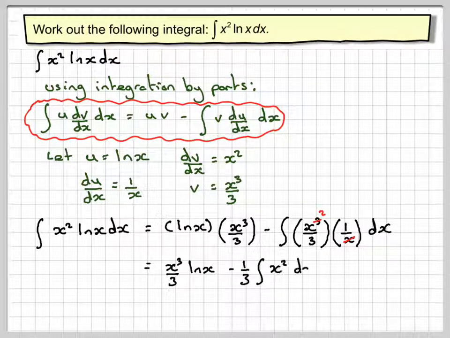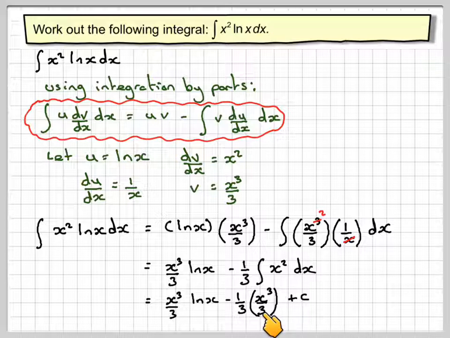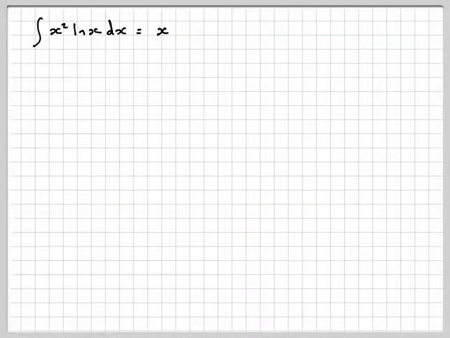Then you have 1/3 of the integral of x squared dx, so it's going to give you x cubed over 3 ln of x minus 1/3 times x cubed over 3 plus c. Writing that out again.